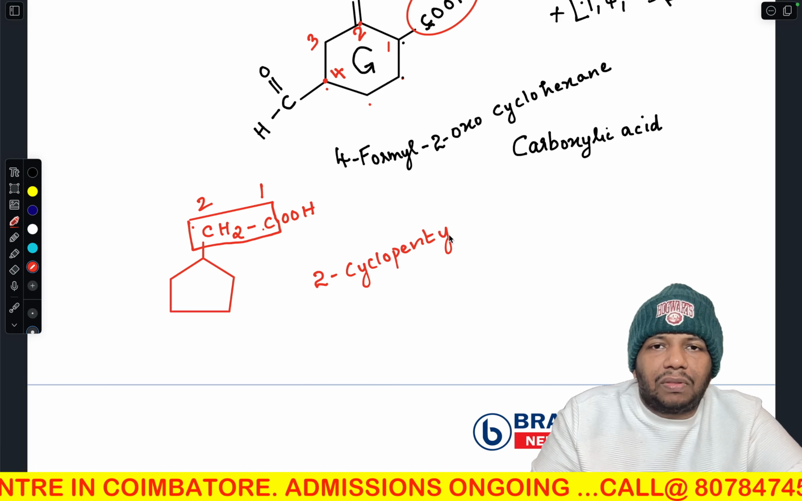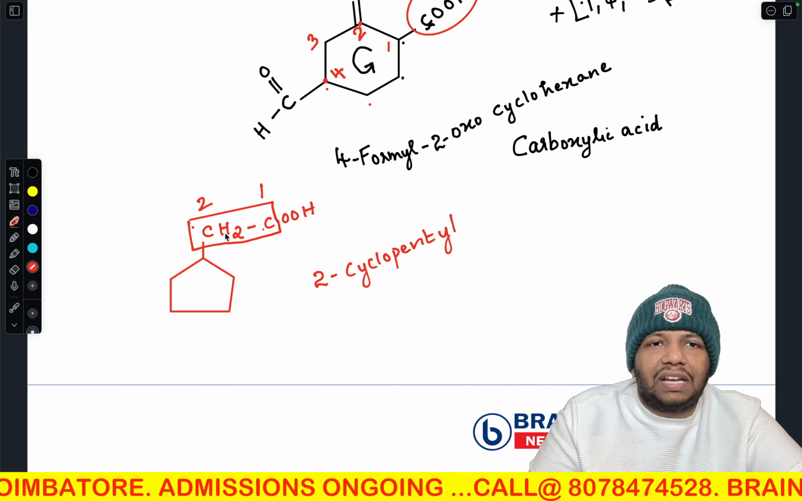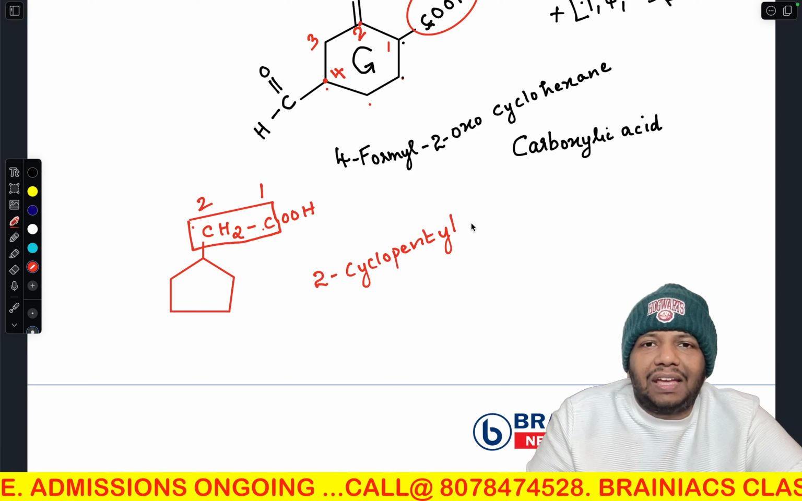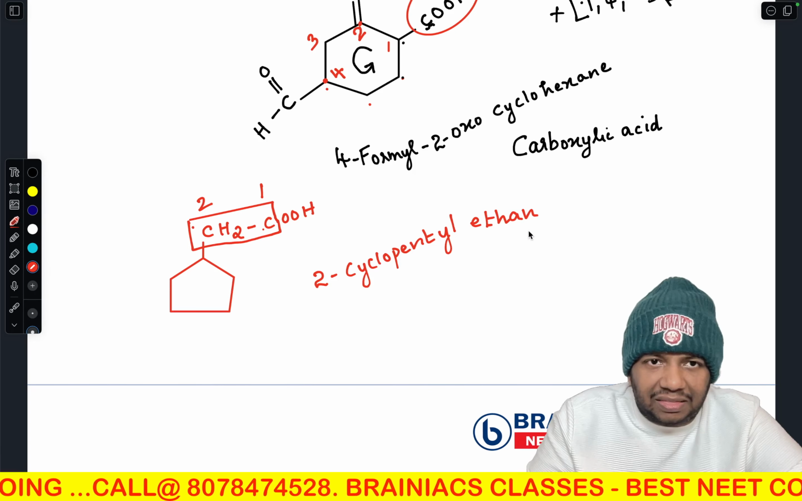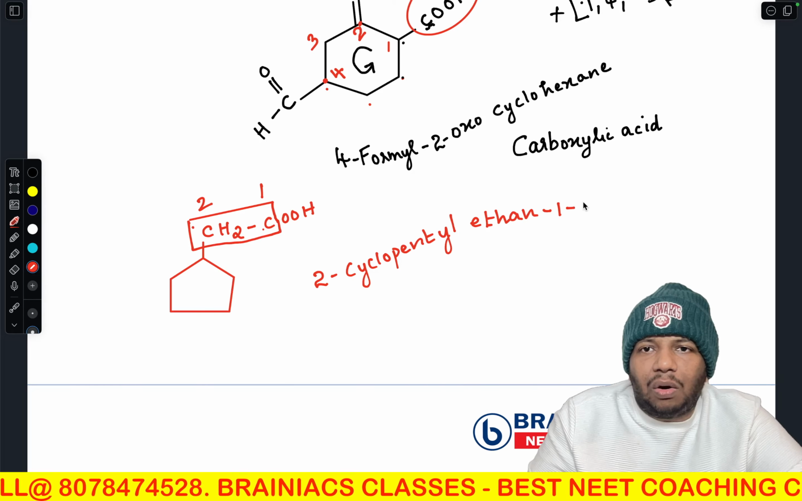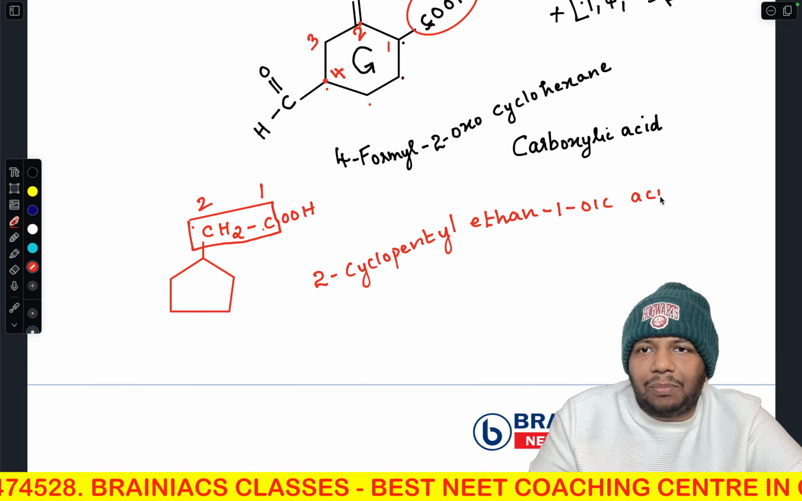2-cyclopentyl. Okay, parent chain has 2 carbon atoms, so we say eth, and they are connected through a single bond, so ethane, 1-oic acid. You can see I am using oic acid.